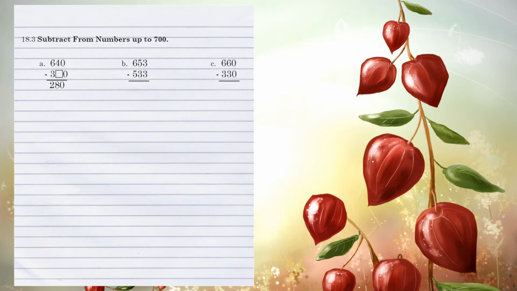Unit 18.3, subtract from numbers up to 700. Let's look at example A. We have another missing number that we want to fill in. If we look at the ones column, we're good there. 0 minus 0 is 0.